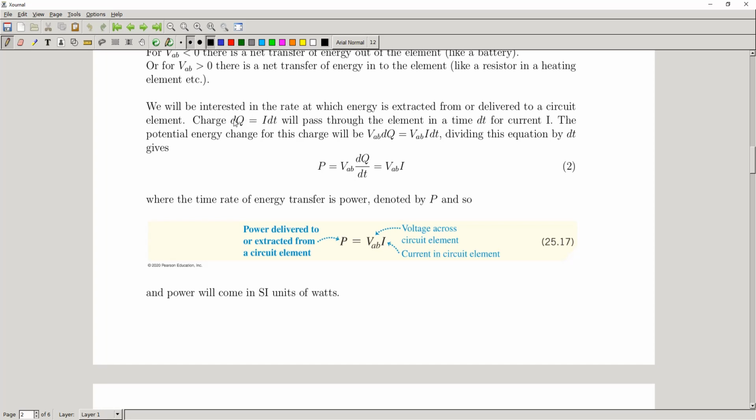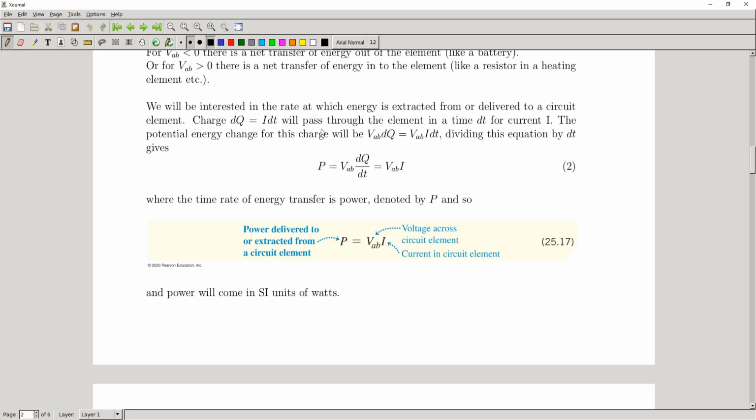So we're going to have some tiny amount of charge which is going to be equal to our current times some tiny amount of time. So this is going to be a measure of how much charge is going to pass through our element in a time dt. Okay. And for this tiny amount of charge that's going to be going through in a tiny time dt, we're going to have a change in potential energy which is going to be equal to VAB dq.